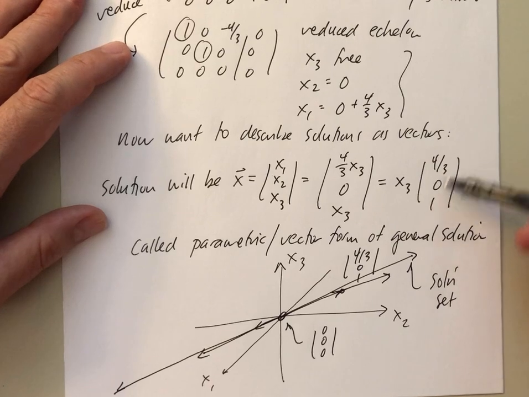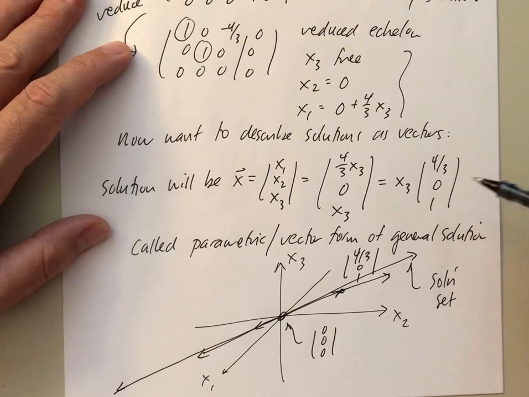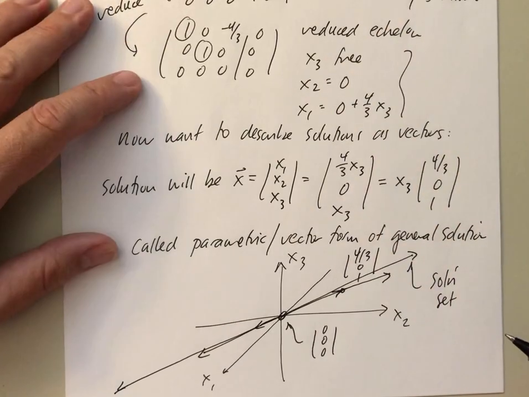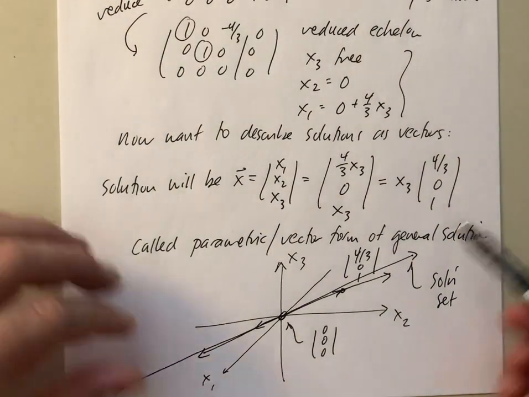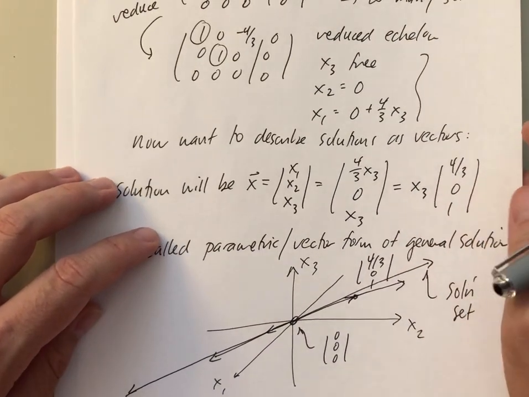You can check: if you multiply this by 3, you'll get 4, 0, 3. That will be a solution to the given system. But again, the idea here is we've got a nice picture to draw. Let me do one more example.